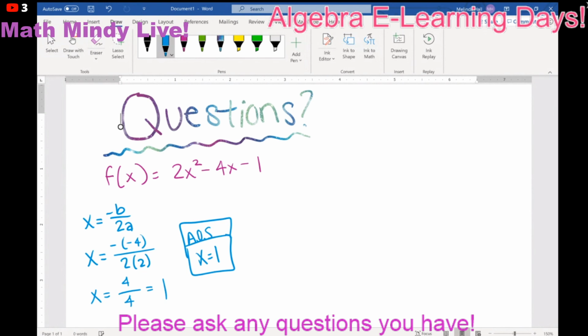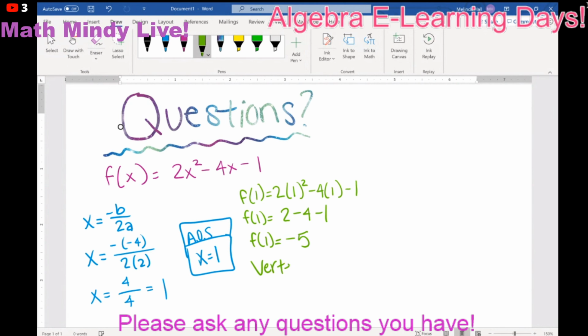Okay, and that makes our life real nice because when we go to plug that in, we would say f of 1 equals 2 times 1 squared minus 4 times 1 minus 1. And so then 1 squared is 1 times 2 would give you 2. -4 times 1 would give you -4, and then -1. 2 minus 4 is -2, minus 1 is -5. So our vertex would be at 1, -5.